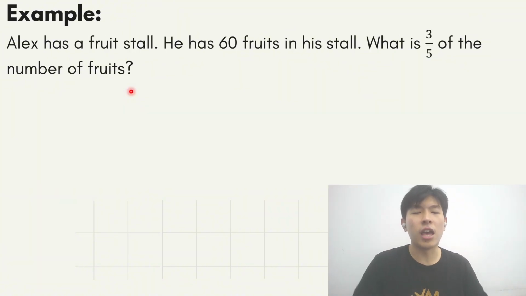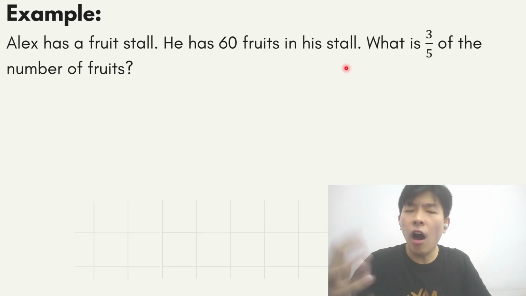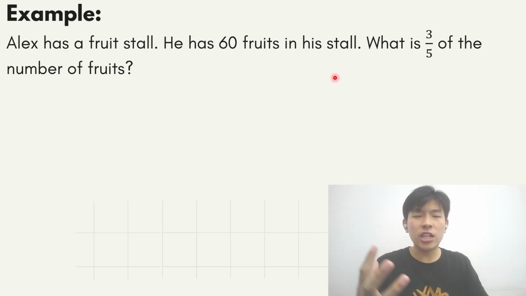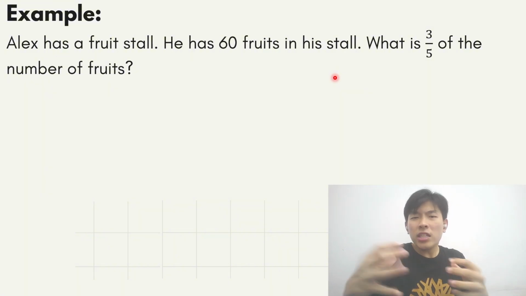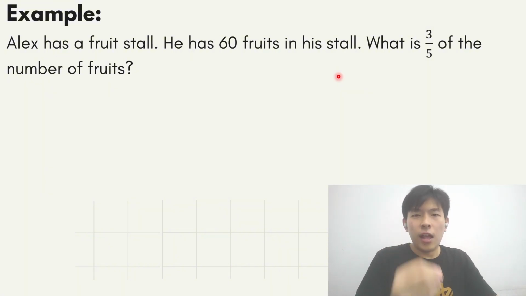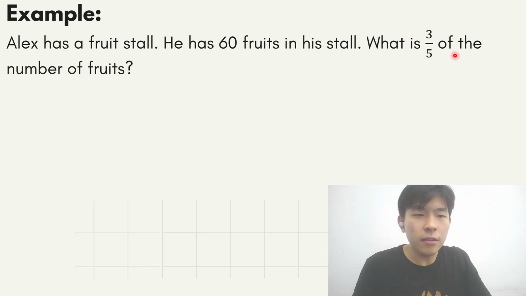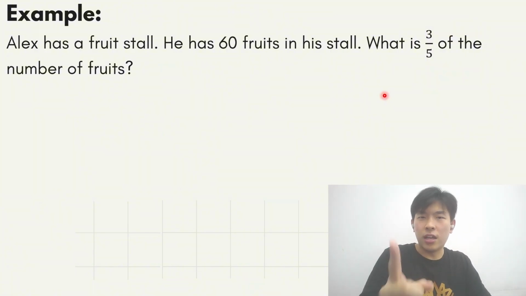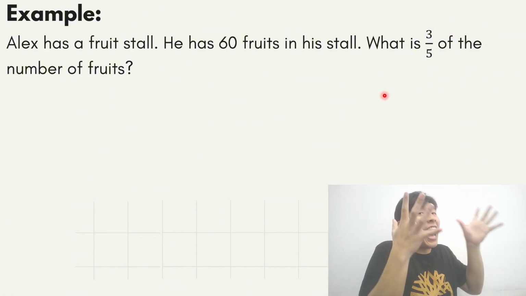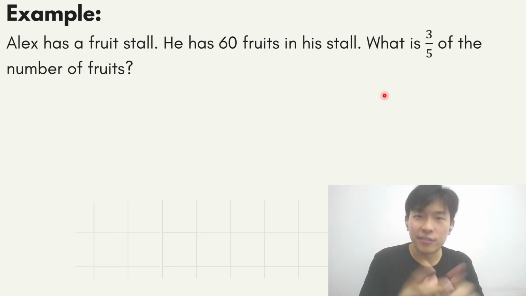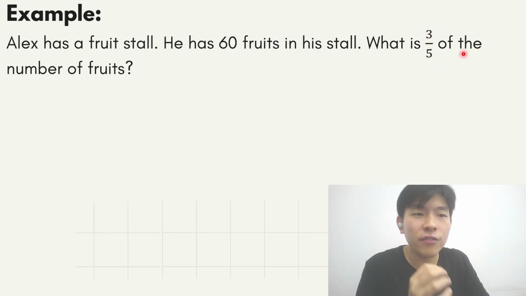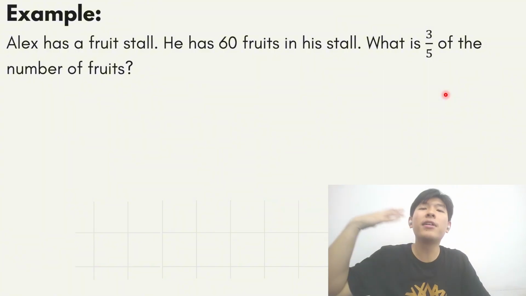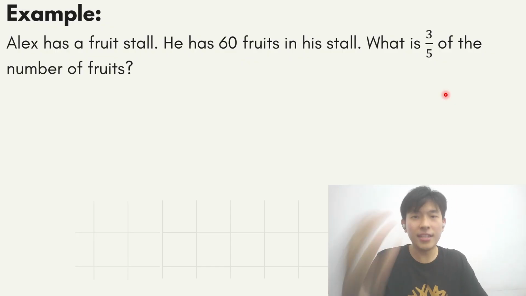Alex has a fruit stall. He has 60 fruits. What is 3 over 5 of the number of fruits here? Now, let me ask everyone, what is my whole here? Fraction is made up of part and whole. What is my whole? If we look closely, 3 over 5 of the number of fruits. So how to find my whole? Let me teach everyone here. The thing right after the fraction would be my whole. So here, in 3 over 5 of the number of fruits, the number of fruits should be my whole, which is 60.